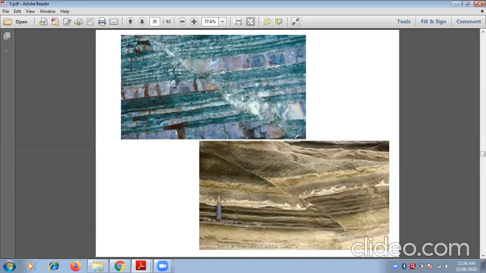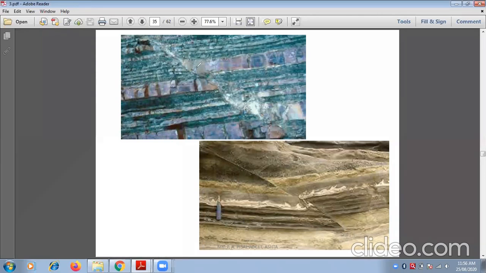And why is it important to know this feature? Because if you are going to construct major structures like a dam or bridge, at that time this structure plays an important role. That we are going to discuss later on, after this chapter, after this unit, why these structural features are important. Because if you can't identify these structural features in the field correctly, then you may face serious problems in the future.